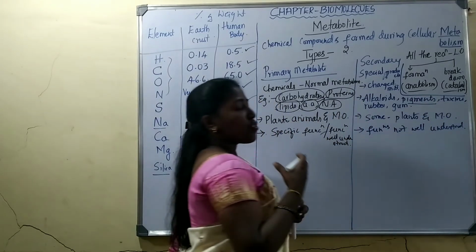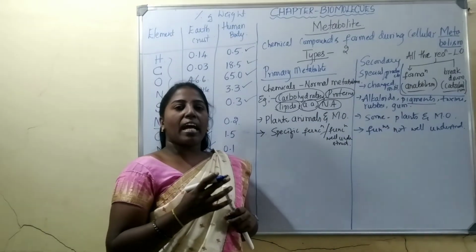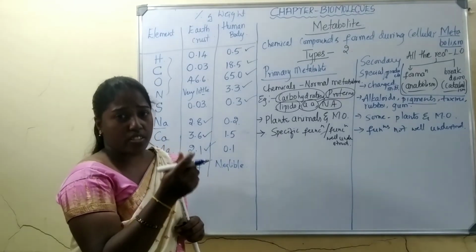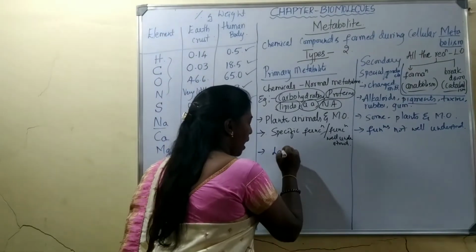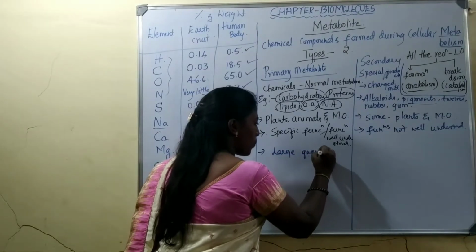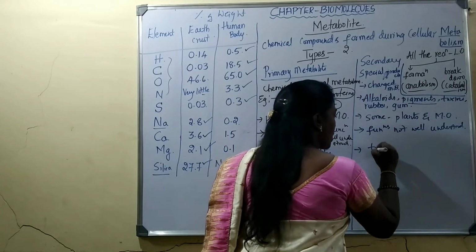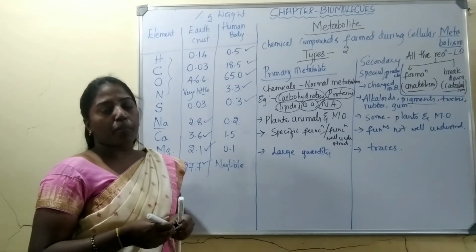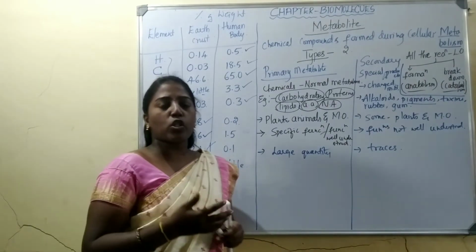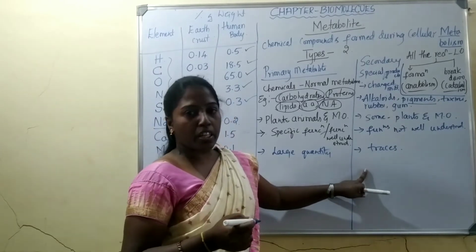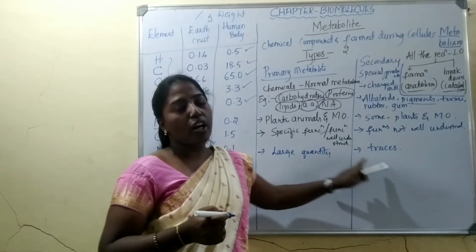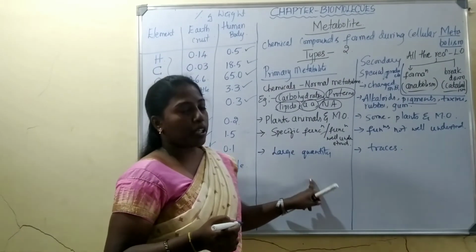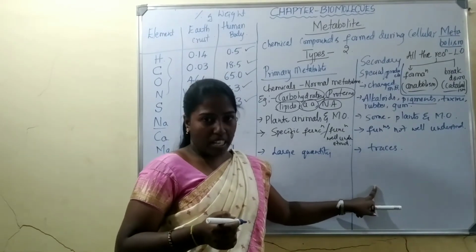The next, if you see the quantity, primary metabolites are produced in large quantity and secondary metabolites are produced in traces. Some of the secondary metabolites are useful, so extraction will also be done. Extraction of secondary metabolites is more costly when compared to the primary. Okay, so this is regarding the primary and secondary metabolites.